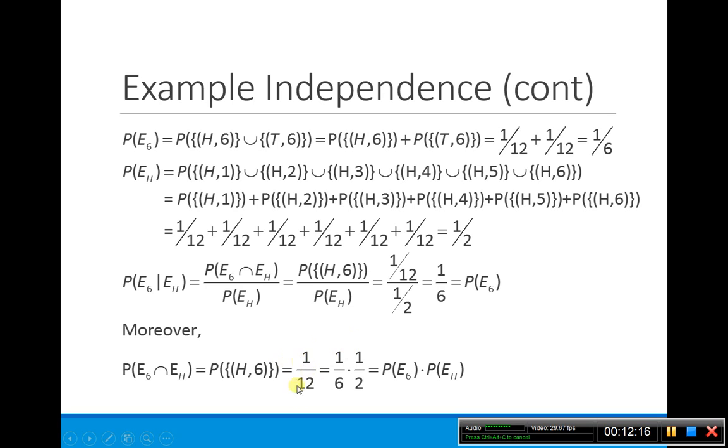Moreover, if I look at the intersection between the two, the intersection is just H6. Remember, this is just 1/12. There's a 1/12 probability I'm going to get this. I can write that as 1/6 times 1/2, which is my 1/12. So it is the probability of E6 times the probability of EH.